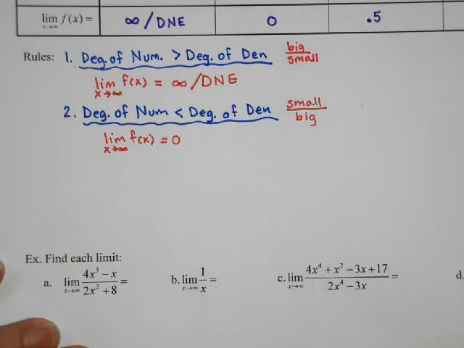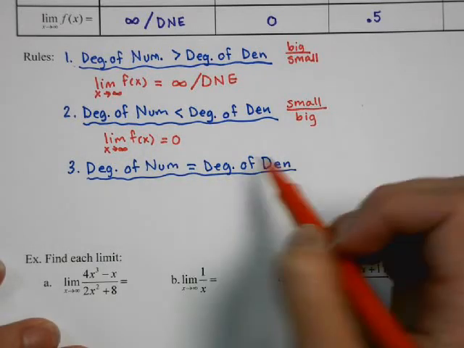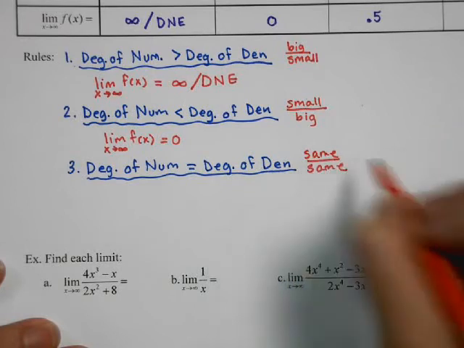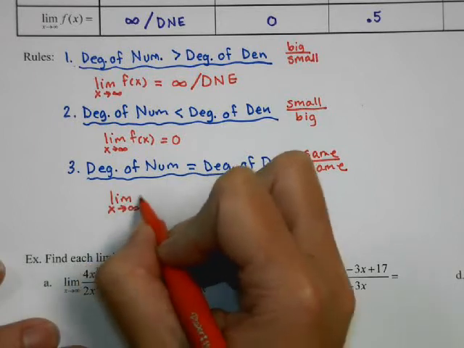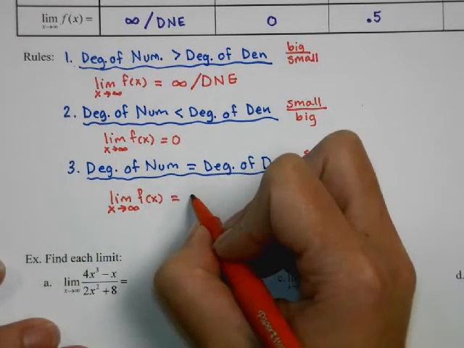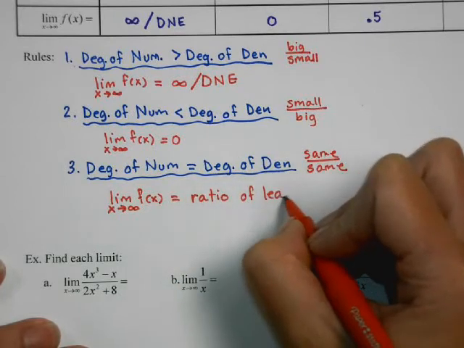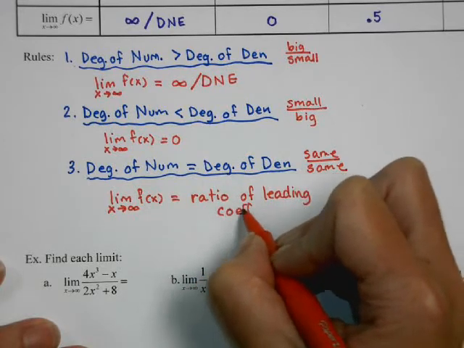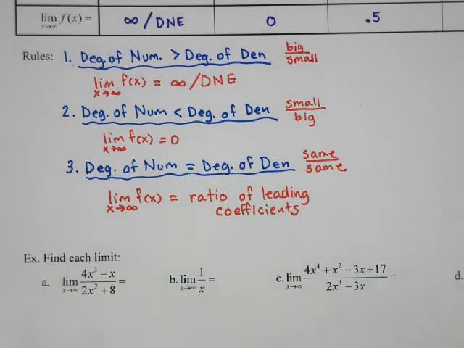The last case is if the degrees are the same. So the degree of the numerator is equal to the degree of the denominator. So they're going to grow at the same rate. So the limit as x goes to infinity is going to be the ratio of the leading coefficients. Okay, so whatever is happening to those leading coefficients, like the negative 3 over 4, is where the limit is going to go.